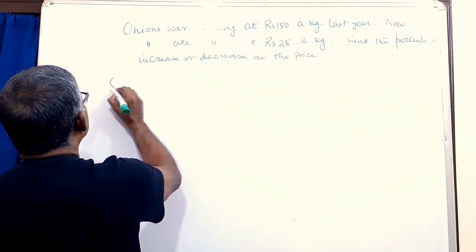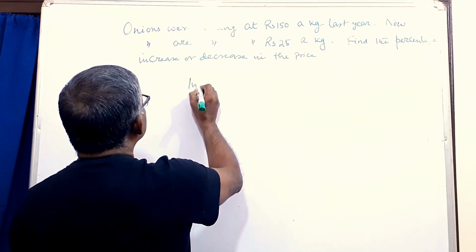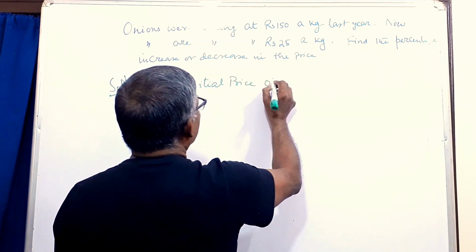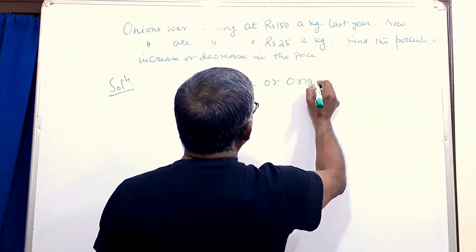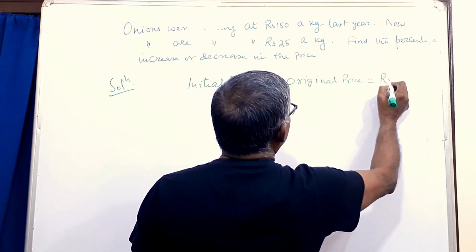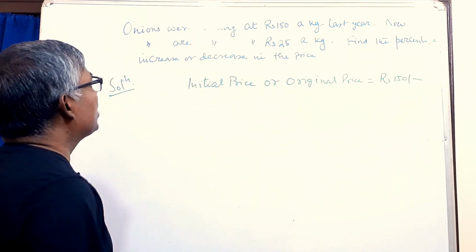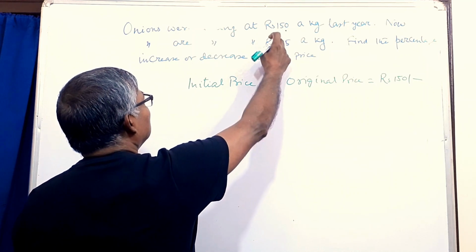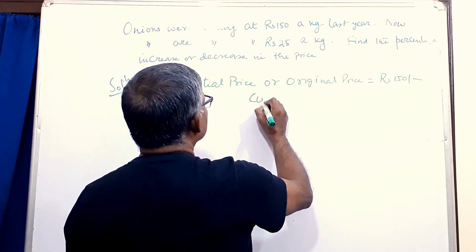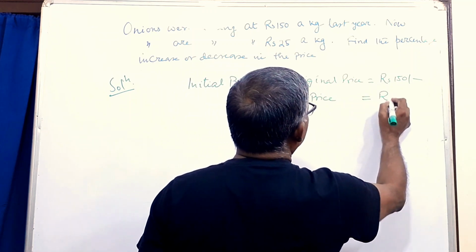Students, here see the initial price or original price equals to rupees 150. Now the current price is 25. So price is decreased. Current price equals to rupees 25.